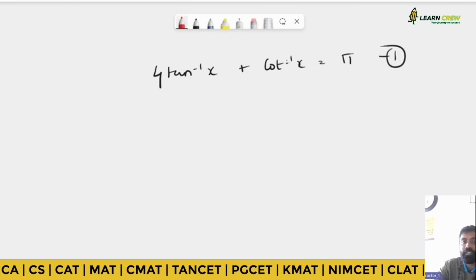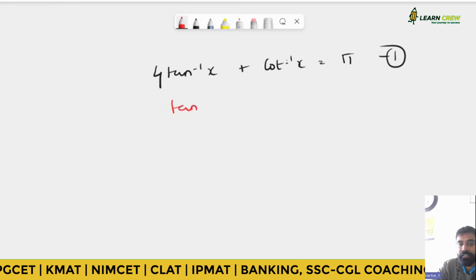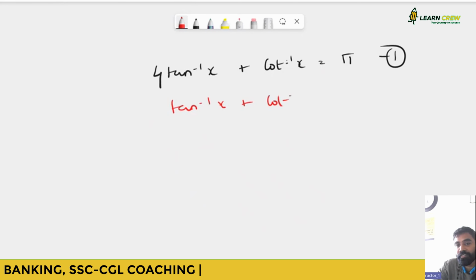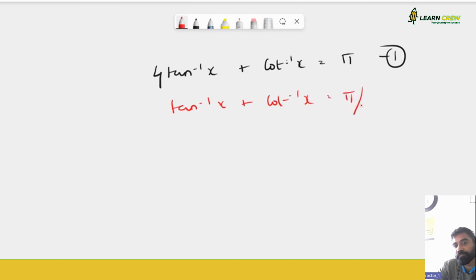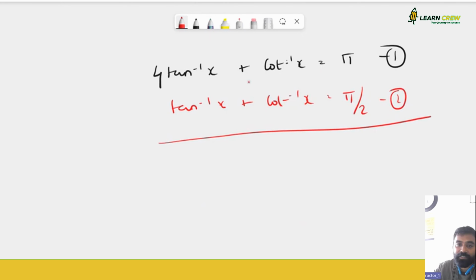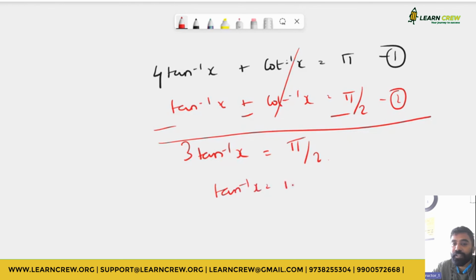Right? This is the first one. So we know the identity as tan inverse of x plus cot inverse of x equal to pi by 2. Can you subtract it? So subtract the entire thing. Cot inverse of x gets cancelled out. So left with 3 tan inverse of x is equal to pi minus pi by 2, which is pi by 2, or tan inverse of x is equal to pi by 6.